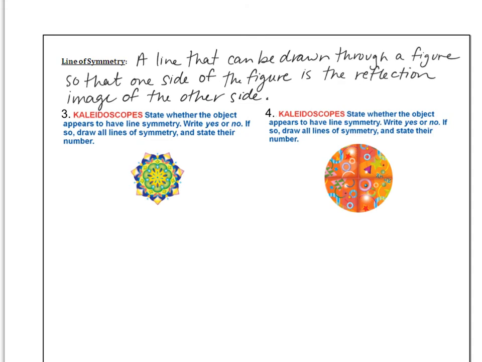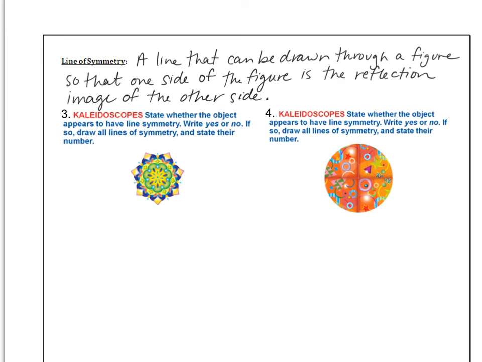I'll read the whole thing again. A line of symmetry is a line that can be drawn through a figure so that one side of the figure is the reflection image of the other side. That means that if you cut the object in half, the two halves are reflections of each other. So take a look at number 3. It's a kaleidoscope image. State whether this object appears to have lines of symmetry. And if it does, go ahead and draw in all their lines of symmetry and then state how many it has. How many lines of symmetry? It might have more than one.